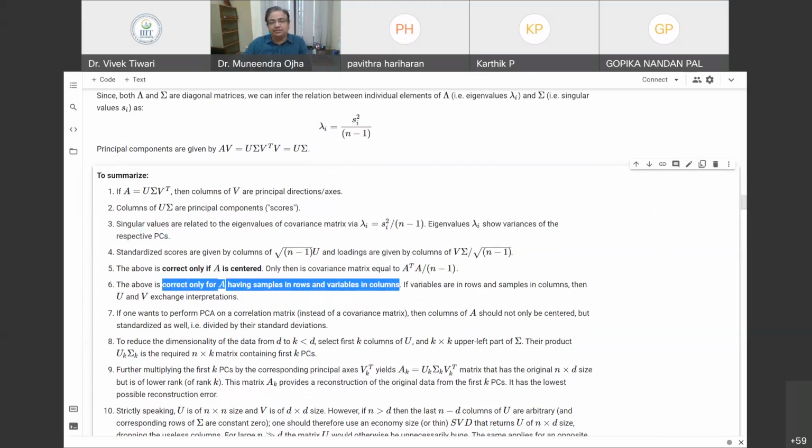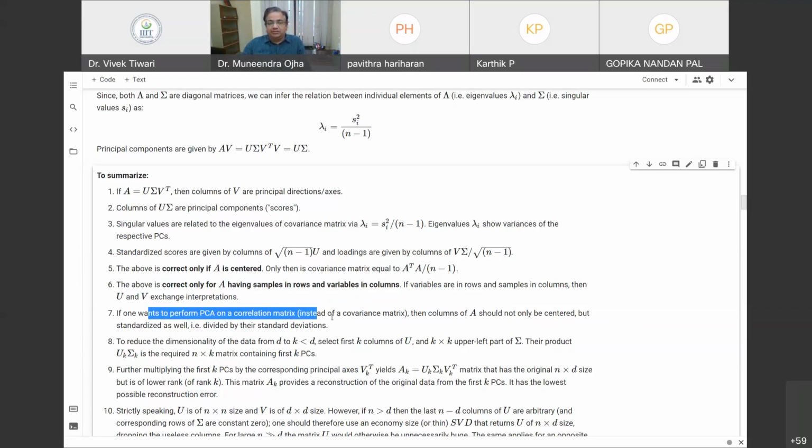The above is correct only for A having samples in rows and variables in columns, and that is why at the very beginning I talked about needing a data matrix in which the data is stored in the form of rows and columns. If variables are in rows and samples in columns, then U and V exchange interpretation. So features should be in columns and rows should represent the data points. If it is the other way around, then U and V exchange their interpretation. If one wants to perform PCA on a correlation matrix instead of a covariance matrix, then the columns of A should not only be centered but standardized as well.